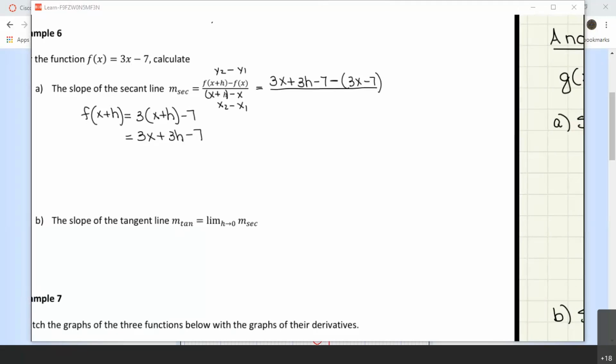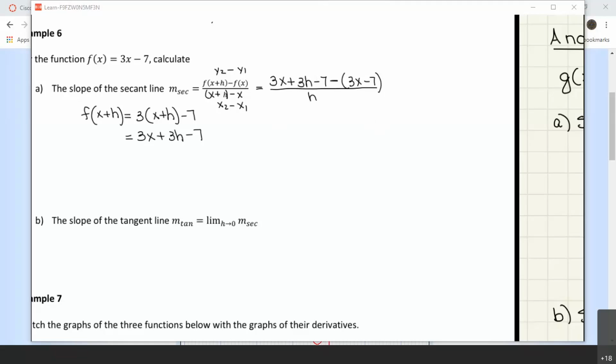And then I have my x plus h minus x. That's just going to give me h on the bottom. Everybody see where these expressions are coming from? See where the expressions are coming from? Anybody questions about what I plugged in over here? Anybody issues with it?